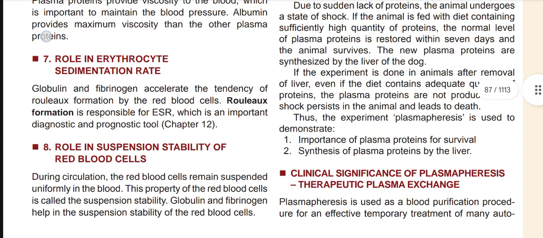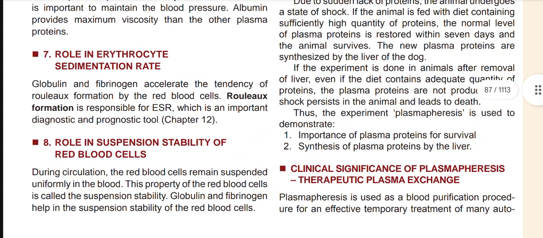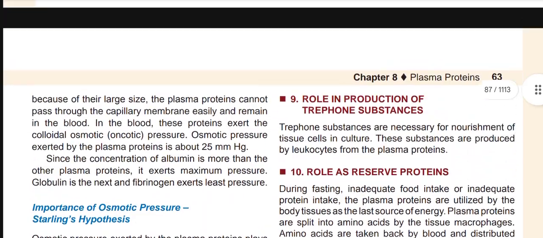Now, role in suspension stability of red blood cells. During circulation, the red blood cells remain suspended uniformly in the blood. This property of RBC is called suspension stability. And globulin and fibrinogen help in the suspension stability of the RBC.